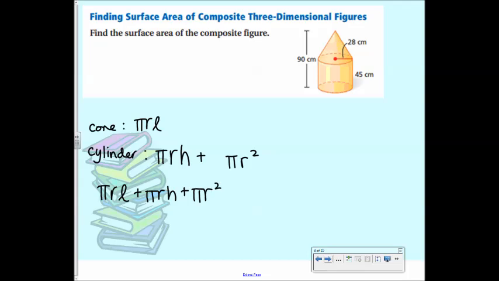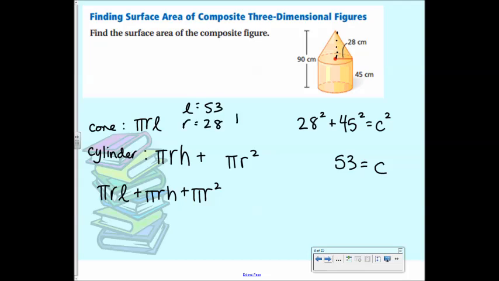Well, what's our r? 28. What's the height of the cylinder? 45. Okay, so I have my r and I have my h. What's my slant height? We don't know. I have to use the Pythagorean theorem. So I have to do 28 squared plus, what's 45? Where'd you get 45? 90 minus 45. 90 minus 45 gives you 45. Good. So I did this before, so I know that it's going to end up giving us 53. So then that means that my slant height is 53. So L equals 53, r equals 28, and h equals 45.